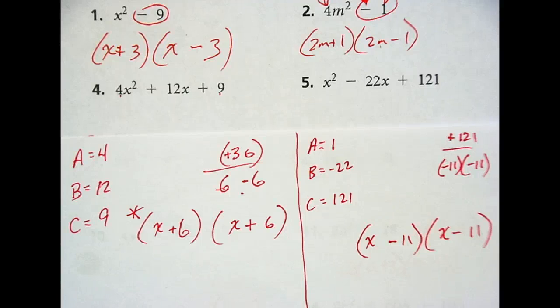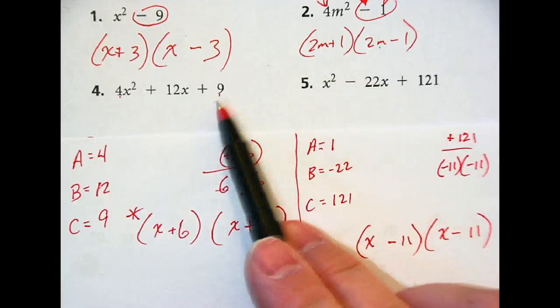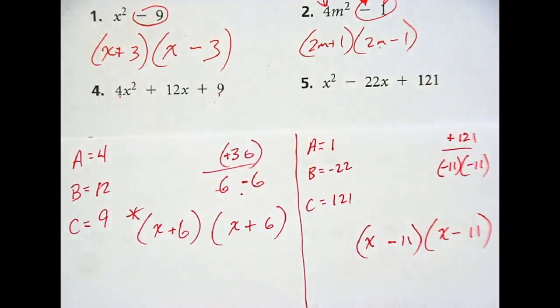Anyone have similarities? What do they both end with? What are 9 and 121 both called? Perfect squares. They both end with perfect squares.